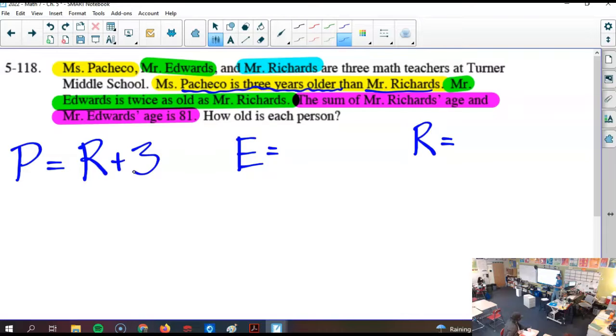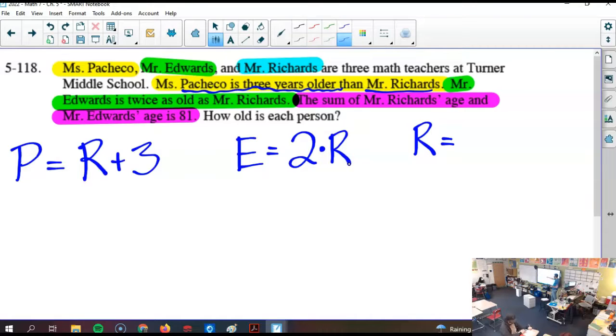Can you read what's highlighted in green? Can you read that, or can you not see from back there? Okay, can you read what I highlighted in green here? Edwards is twice as old as Richards. How do we do twice of something? Times 2, so Edwards is 2 times R.